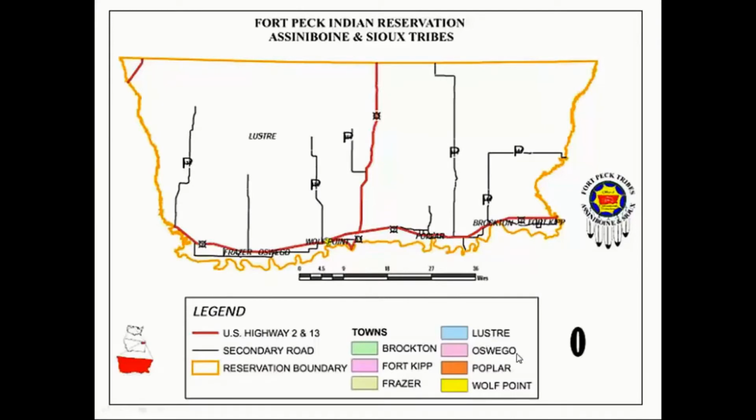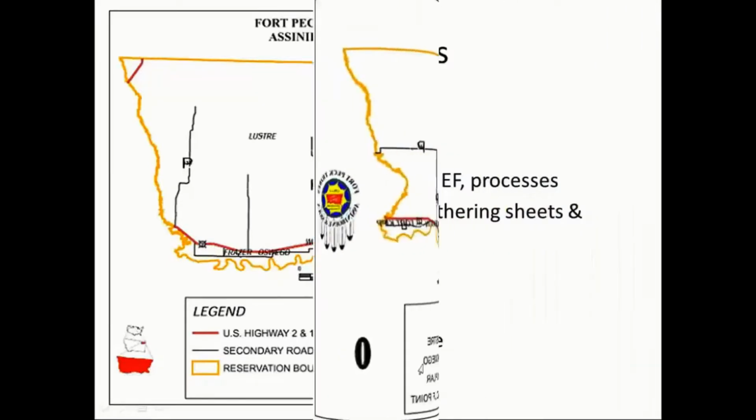Under the Prevention of Significant Deterioration program, our reservation was classified as a Class 1 airshed back in 1982, and since then has had strict limitations on any major stationary sources. We do have one major source. It's the Northern Border Pipeline, but is still regulated under EPA.